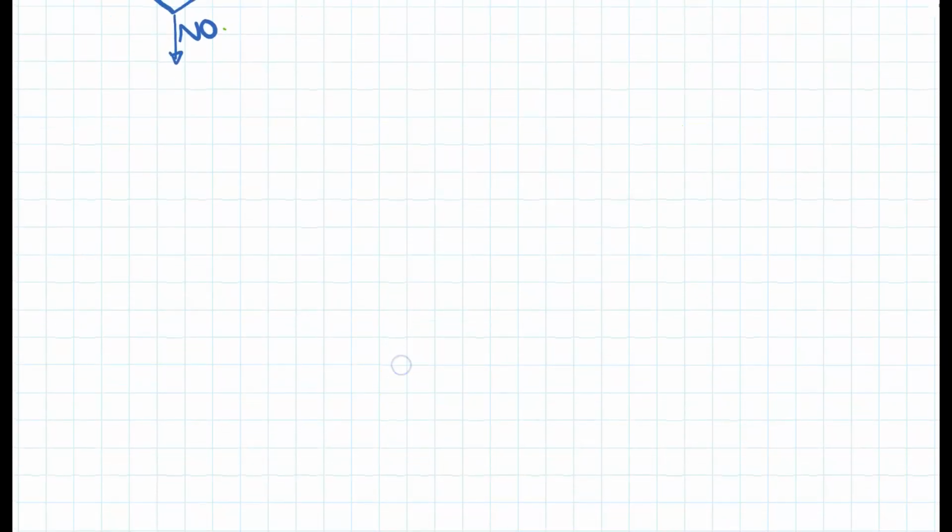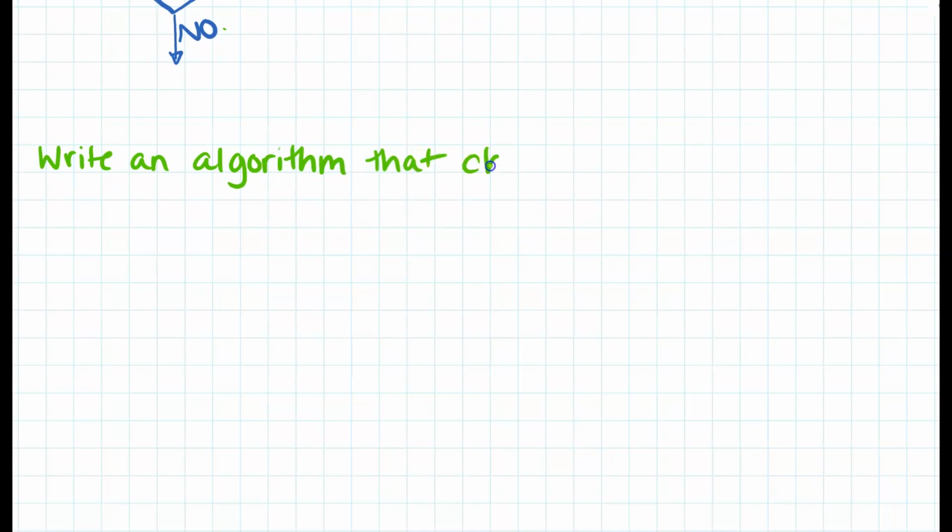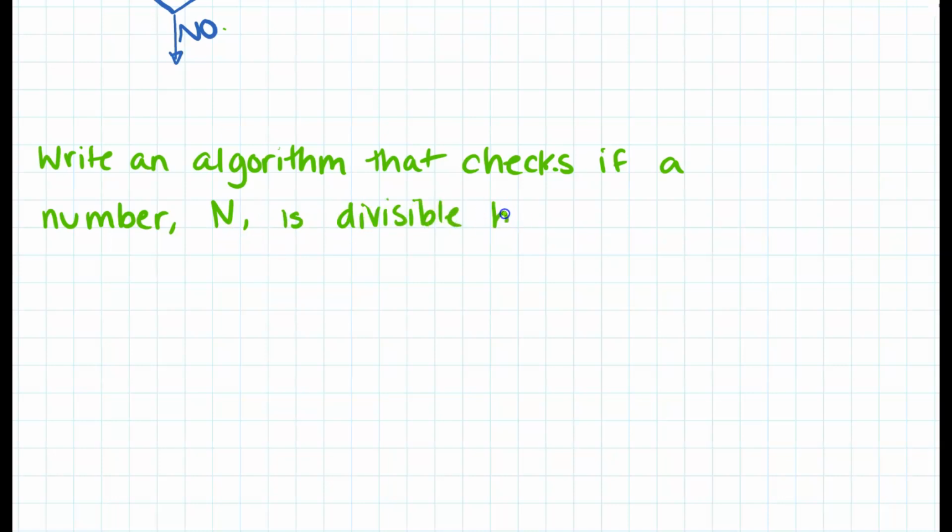Now let's go through some examples. Let's say I want to write an algorithm that checks if a number, I'm just going to use a variable here, n, is divisible by 12. Maybe it's hard to look at a number and automatically tell that it's divisible by 12.